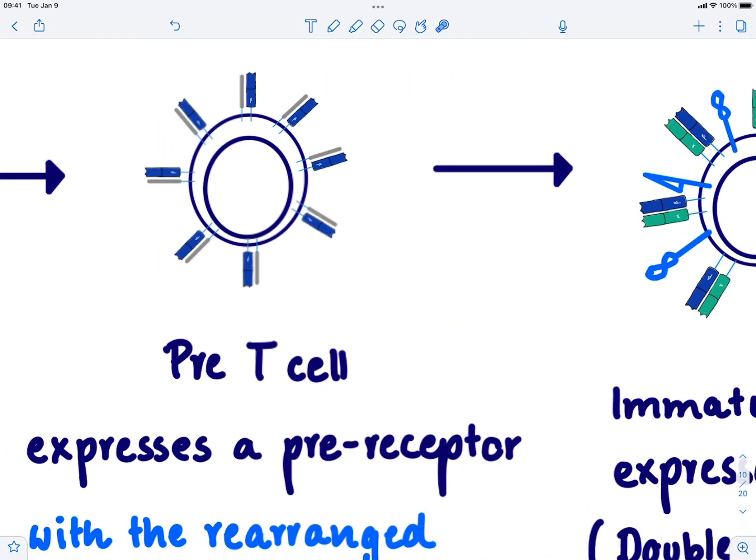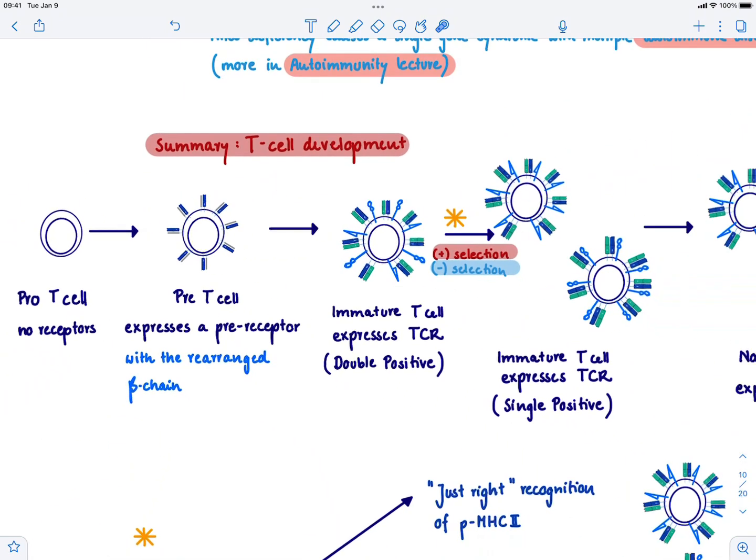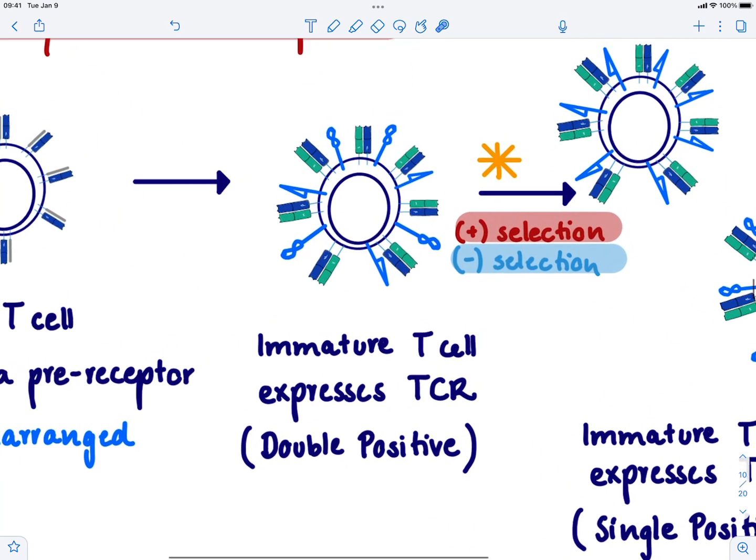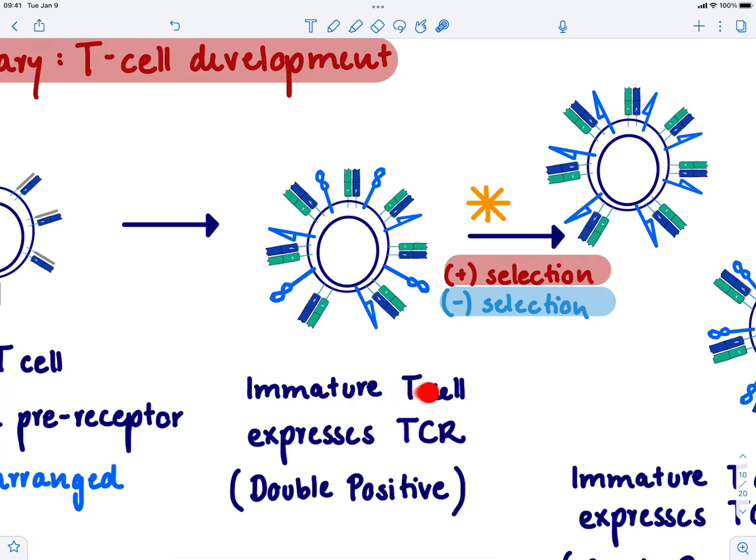And if we zoom in, we can see that's a beta chain. And then there's just a placeholder, a surrogate alpha chain. So that's not a real one. It's just that it holds the beta chain up. And then we're going to move towards also rearranging the alpha chain. And at that point, we're talking about an immature T cell. And this immature cell is double positive when it starts the education.